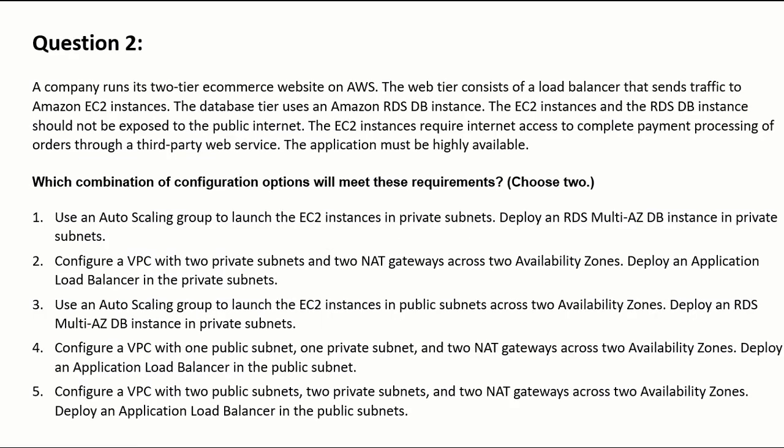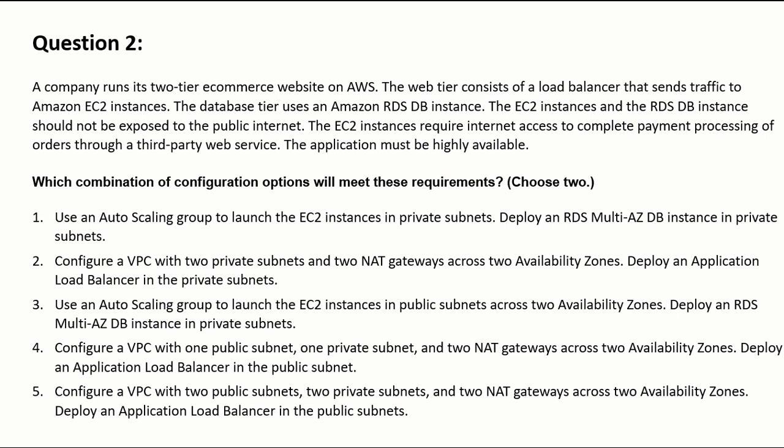Question 2 says, a company runs its two-tier e-commerce website on AWS. The web tier consists of a load balancer that sends traffic to Amazon EC2 instances. The database tier uses an Amazon RDS DB instance. The EC2 instances and the RDS DB instance should not be exposed to the public internet. The EC2 instances require internet access to complete payment processing of orders through a third-party web service. The application must be highly available.